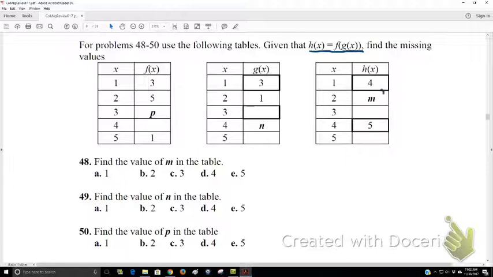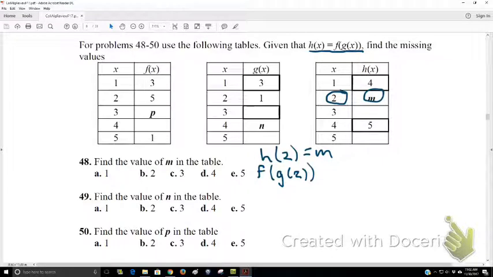Now here's m, and we notice that the input for h is 2. So that tells us that h of 2 must equal m. So when x, or our input, is 2, the output of h comes out to be m. Well, that tells us that when we use the composition f of g, we're putting in 2, and now we can work from inside out.